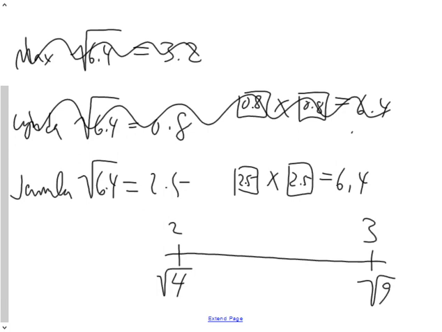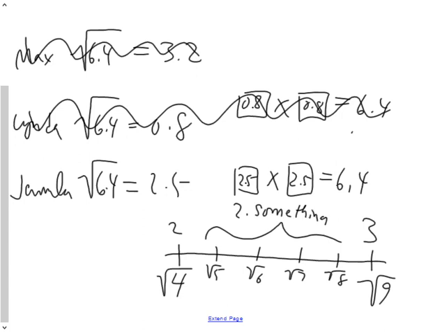So therefore, if I was to put the square root of 5 here, the square root of 6 here, the square root of 7 here, and the square root of 8 here, I would know that all of these would have square roots of 2 decimal something. And if I was to think about 2.5, that's going to be right in the middle there. Which means 2.5 times 2.5 does make sense as the square root of roughly 6.4 because it would be between those two numbers.